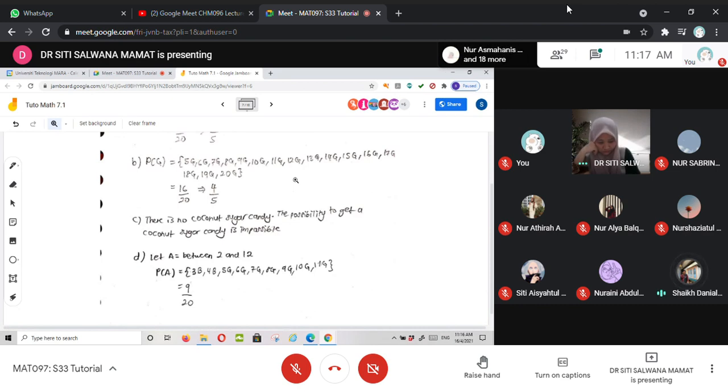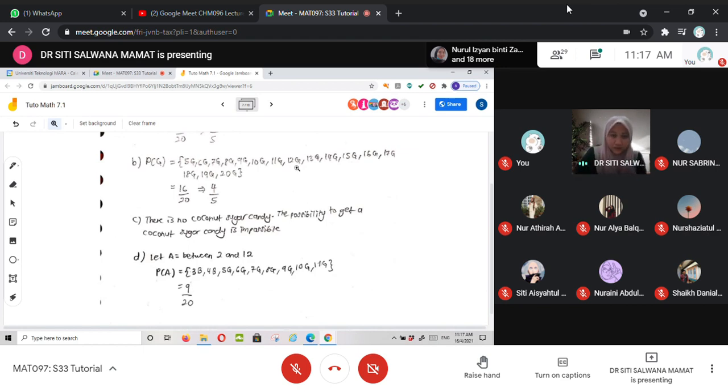Next, D pula dia minta candies with a number between 2 and 12. So kita let A is equal to between 2 and 12. So kita buat probability dia, kita dapat antara 2 and 12, 3B, 4B, 5G, 6G, 7G, 8G, 9G, 10G dengan 11G. So nanti jawapan ni kita dapat 9 over 20.